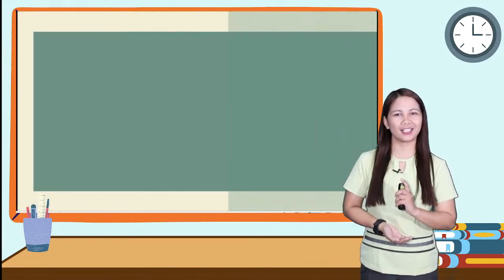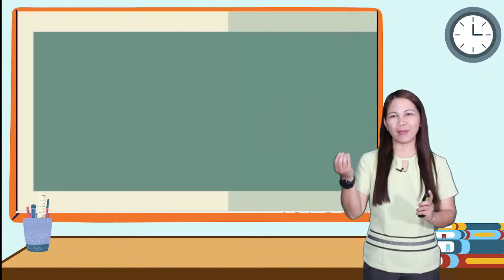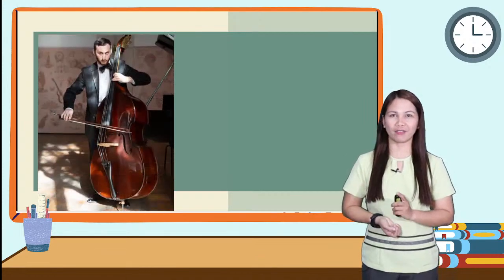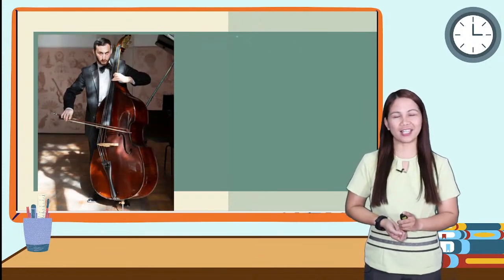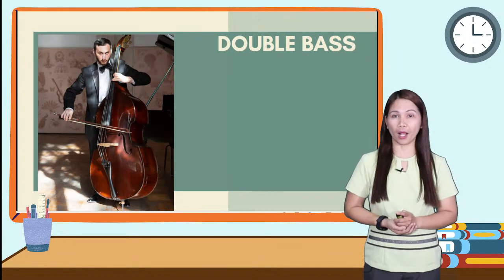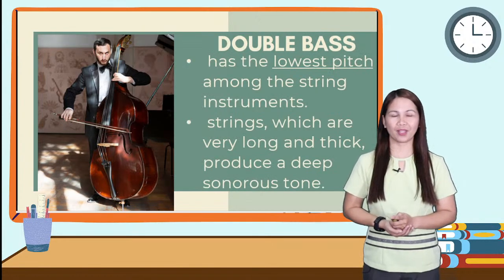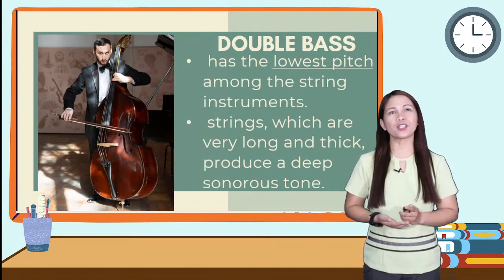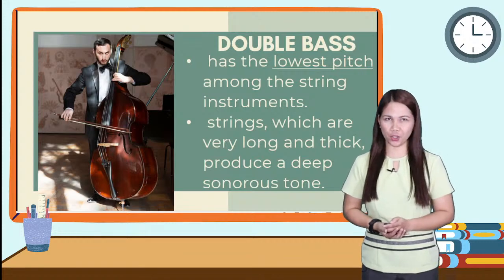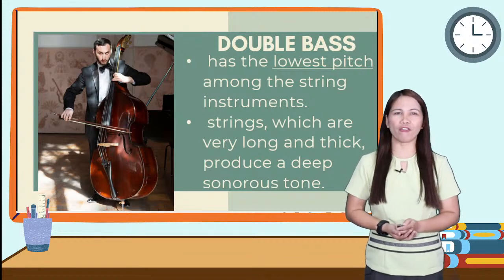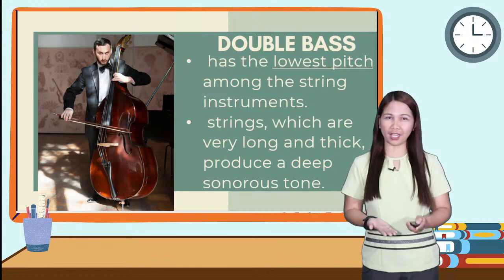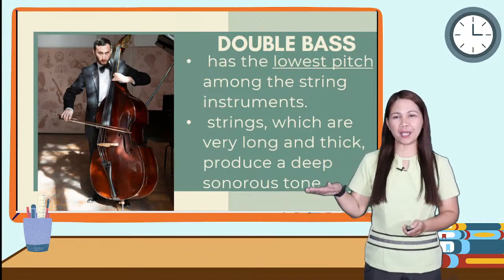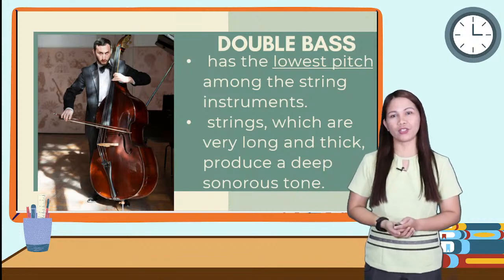Okay, so what have you noticed based on the sound that you have heard? That is an example of a double bass. It has the lowest pitch among the string instruments. Strings which are very long and thick produce a deep and sonorous sound.